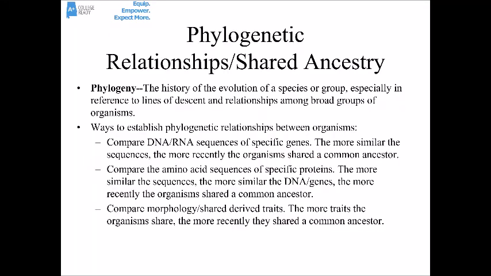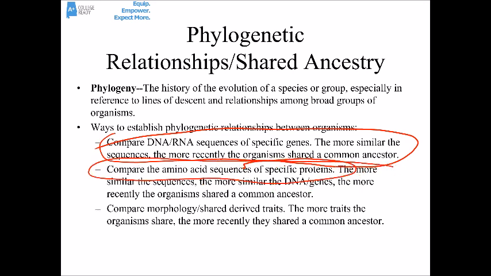So the last topic we'll talk about, we mentioned the word phylogeny a minute ago, and we said that it's the history of the evolution of a species or a group, especially in reference to the lines of descent and relationships among organisms. The ways to establish phylogenetic relationships between organisms, first of all, include comparing the DNA or RNA sequences between the groups, comparing the amino acid sequences of specific proteins, or looking at the morphology, the body structure, shared derived traits.